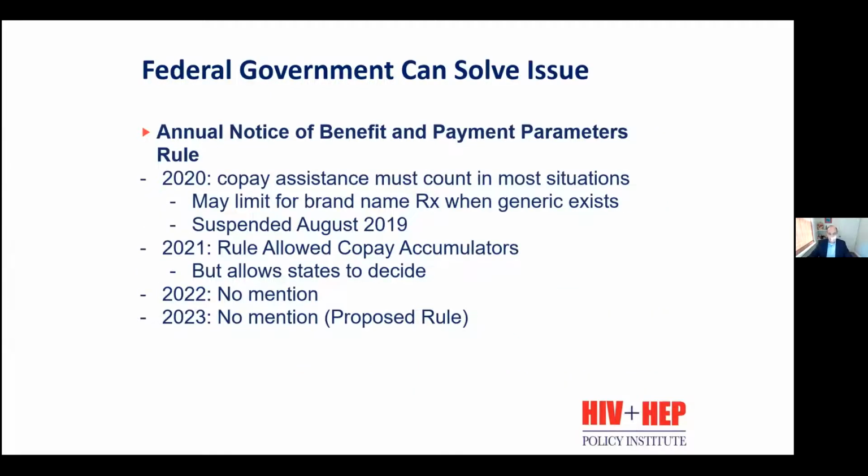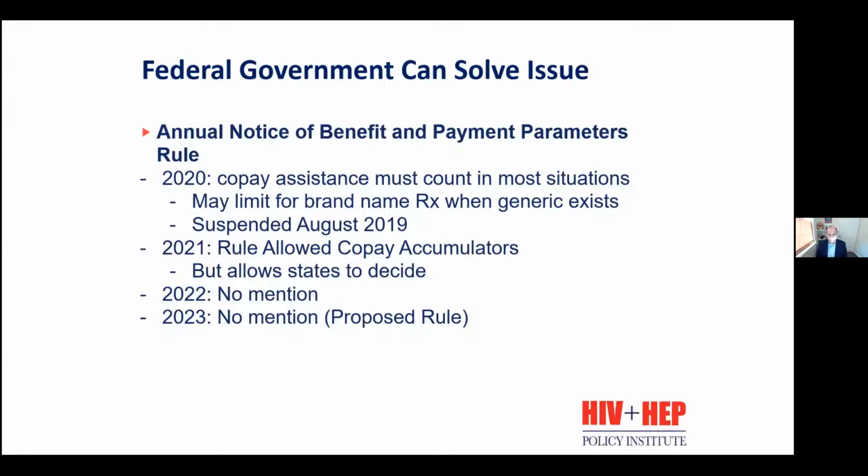So what can be done to solve this issue? Well, every year, the federal government puts out what they call the Notice of Benefit and Payment Parameters Rule. And this started under the Affordable Care Act. It's put out and it really guides how all the plans must operate in the years ahead. So the federal government can easily say that copay assistance has to count. And that's what we've been doing in the patient community, encouraging this to happen.